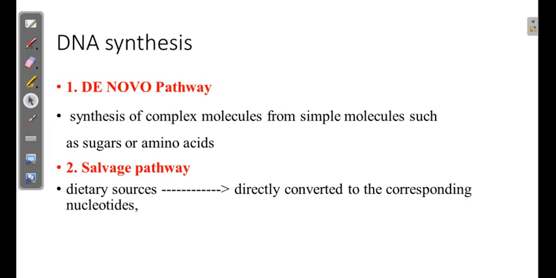The first priority is that the cell is always going to synthesize by the de novo pathway. But whenever, by any chance, the cell is not able to follow this de novo synthetic pathway, then a second optional pathway is there, known as the salvage pathway. What is the salvage pathway? Here the cells take food supplements directly and convert them directly into the respective nucleotide.